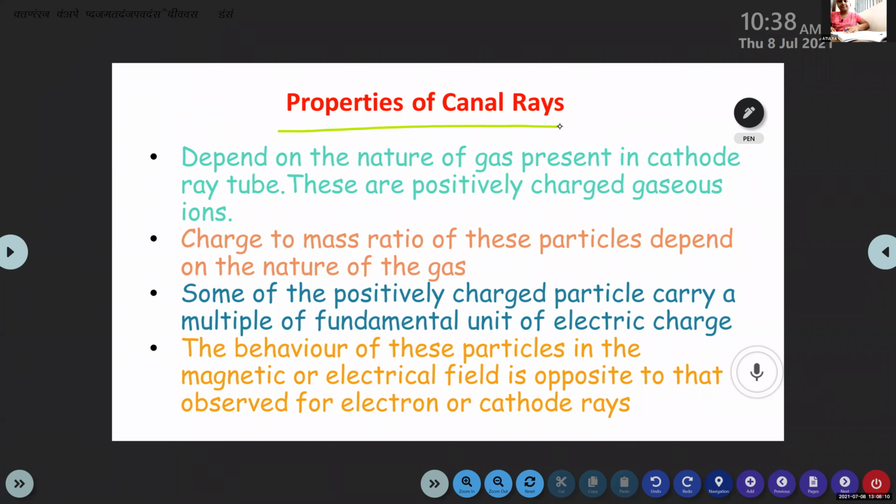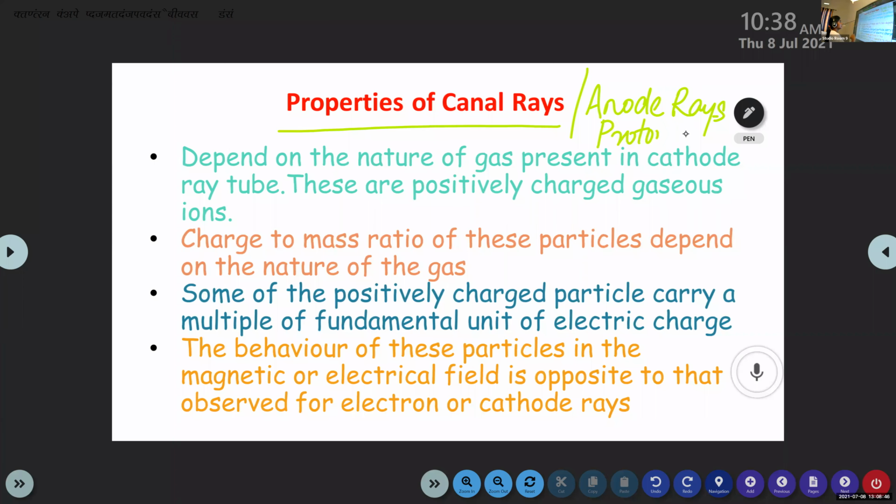So next, properties of canal rays. So you will be able to compare them with the properties of cathode rays also. What's the other name of these canal rays? Tara, can you tell me? Yes, anode rays. Then one more. Later it was discovered as protons. Yeah, it's protons. Okay, fine.